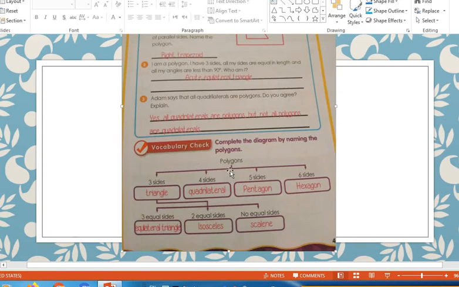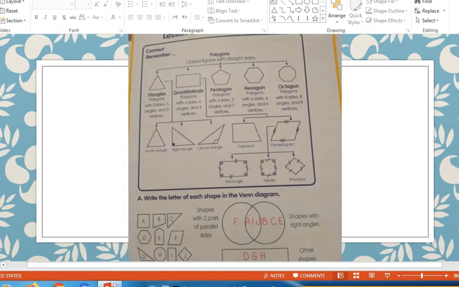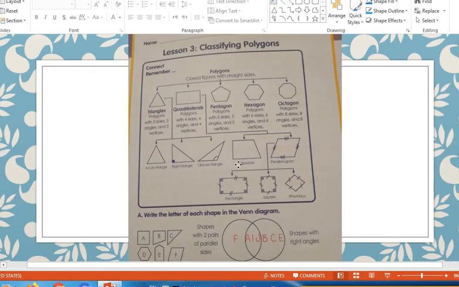Complete vocab check. Polygons: 3 sides, triangle. 4, quadrilateral. 5, pentagon. 6, hexagon. 3 equal sides, equilateral triangle. 2 equal sides, isosceles triangle. And I have no equal sides, scalene. We have taken this in the lesson of classifying triangles according to the sides.